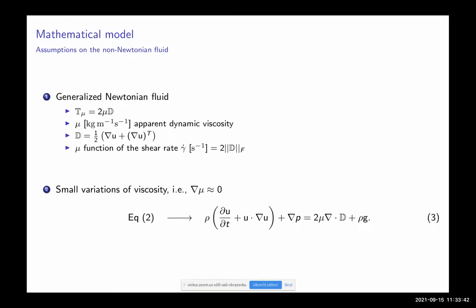Apart from this assumption, we also assume that the spatial variations of viscosity are so small that they can be neglected. And if we combine these two assumptions, balance equation 2 is transformed into this equation, where the viscous stress tensor was replaced by this term.